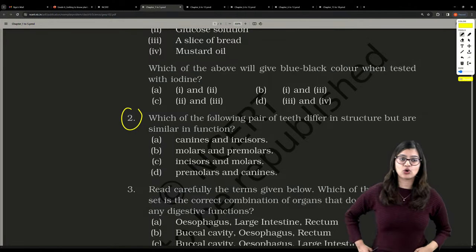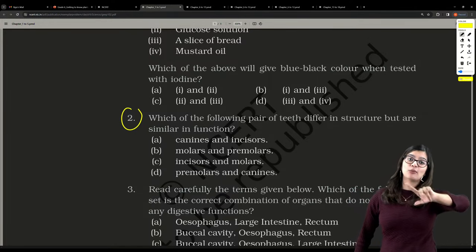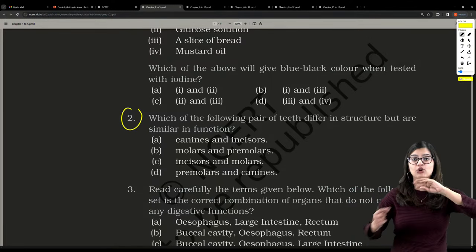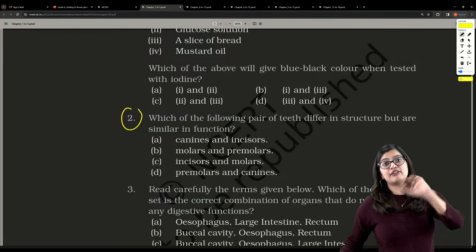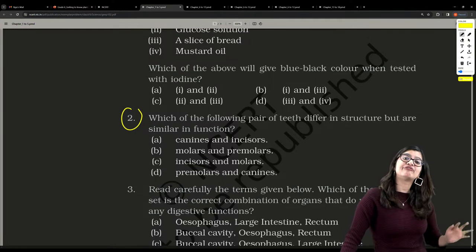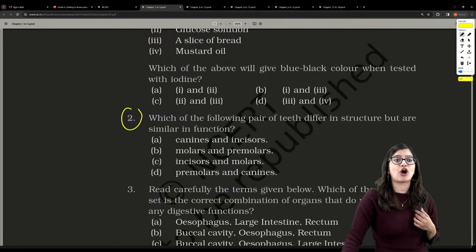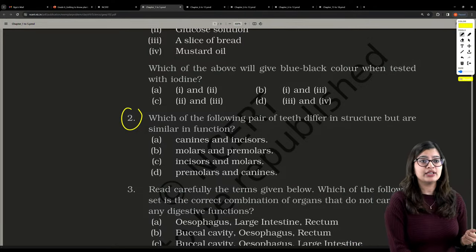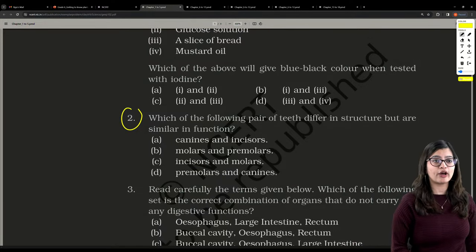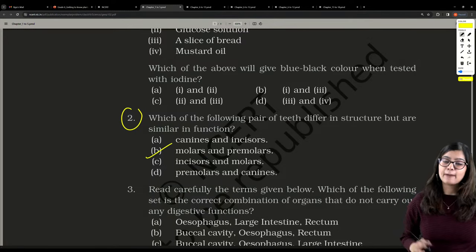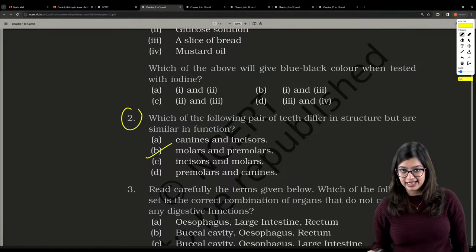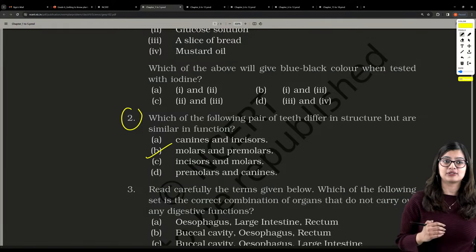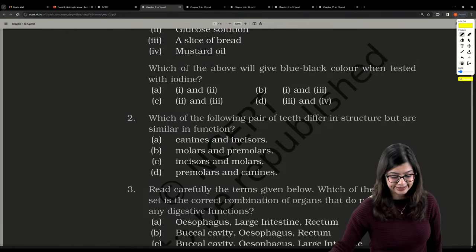Rashi, why not glucose? Because iodine will only form that blue-black color with starch. Glucose is a different type of carbohydrate, so it will not form. Very good, Ritvika, Kushi, Shruti, Karthik, Suhu, Gauri, Sweet Rose, Dhruv, Kuldeep. Awesome. Molars and premolars. They differ in their structure, but both of them help us with chewing and grinding.